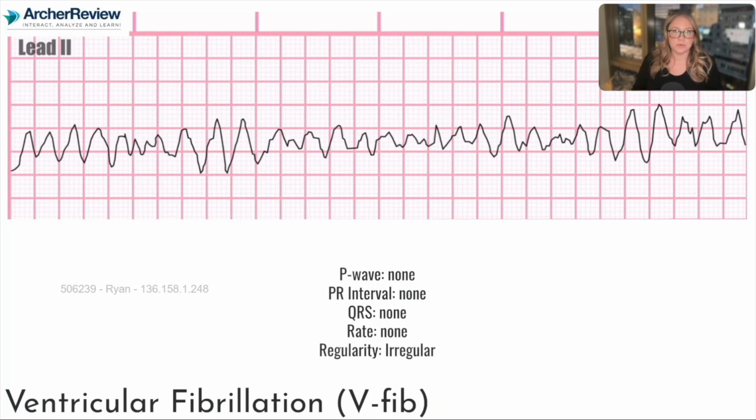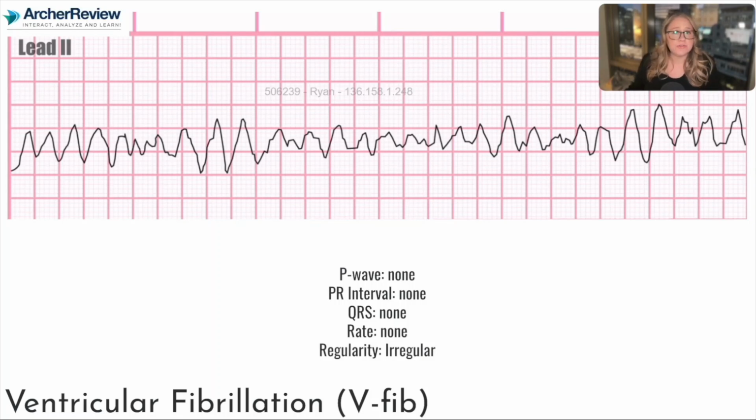into ventricular fibrillation. Now, back in VTAC, we didn't have any P waves, but we still had a QRS complex. Even though it was wide and bizarre, the ventricles were doing something. In VFib, we have none of that. No P waves, no atria, no QRS complexes. The ventricles are no longer contracting in any sort of organized rhythm. Instead, they are just quivering, shaking, fibrillating. They are not producing sufficient cardiac output to send blood forward to your client's tissues.